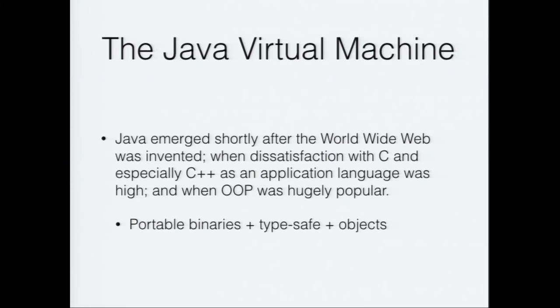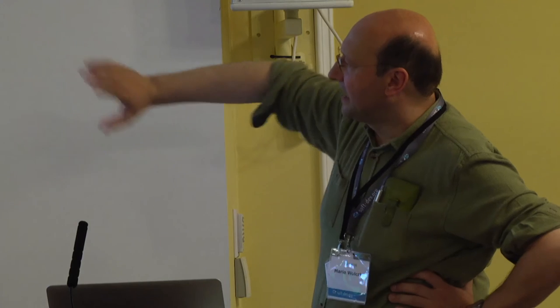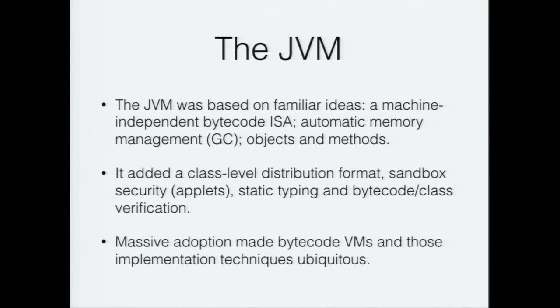So we get to Java, the JVM. Java came out in '95, killed Self dead in the water, gun to the head, bang. And then suddenly Java was this hugely popular system, and it was, you know, full employment for virtual machine programmers. Massive influx of people. So the JVM was based on sort of familiar ideas, added class level distribution, sandboxing, static typing, various other things, and got massive adoption.